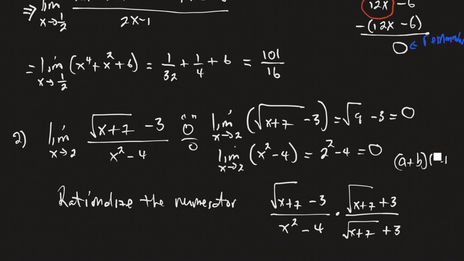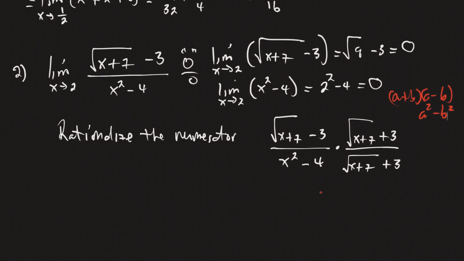Because we're going to exploit this nice relationship, the difference of two squares. In fact, let me do that in a different color, because the relationship is that if you have a plus b times a minus b, you'll have a squared minus b squared. So down here, because you now have the difference of two squares, you're going to get rid of the radical that's in the numerator. All right, so let's see how this plays out.